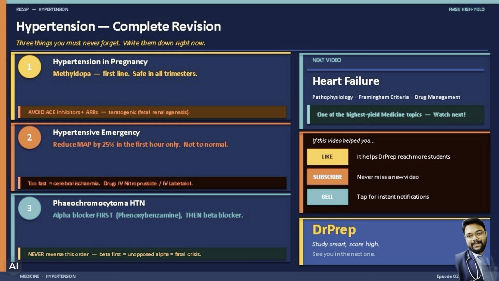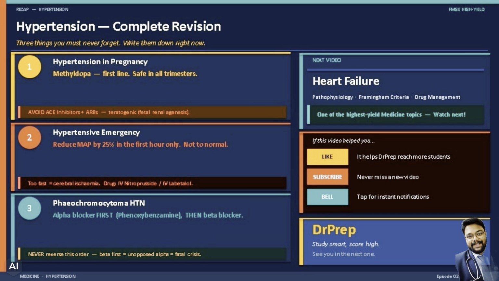Let me give you the 3 things you absolutely must not forget. Recap: 3 things to never forget. Number 1. Hypertension in pregnancy. Methyl dopa first line. Avoid ACE inhibitors and ARBs. They are teratogenic.